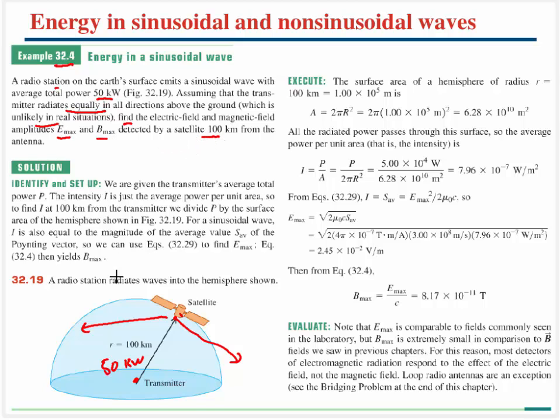What we're interested in finding is the magnitudes of the electric field and the magnetic field at this satellite that's 100 kilometers away. To do that, we first need to figure out the intensity, which is power divided by area. The power is 50 kilowatts. To figure out the area, that's one half of a sphere, so it's 2 pi r squared, where r is simply the distance to the satellite. We calculate our area here.